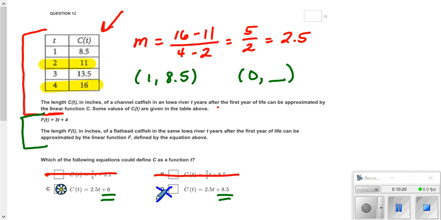Another reason you could think of it, and know that you were right, that the y-intercept has to be 6, is because the slope was saying the fish grows 2.5 inches for every year that passes. So if after 1 year the fish is 8.5 inches long, then at birth it must have been 6 inches long. Go back 1 in the table to year 0 and go back 2.5 inches, and you're at the 0.6.